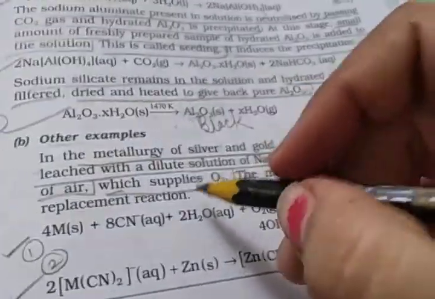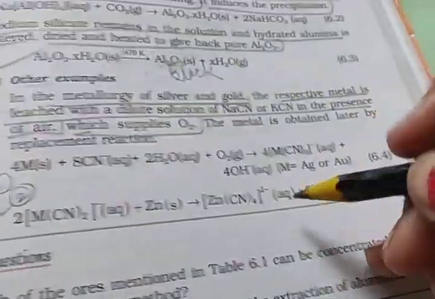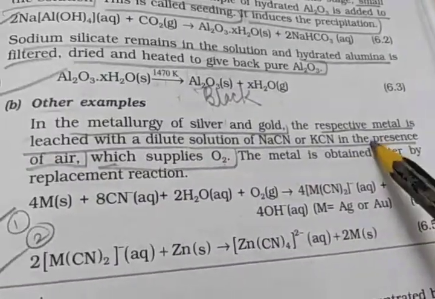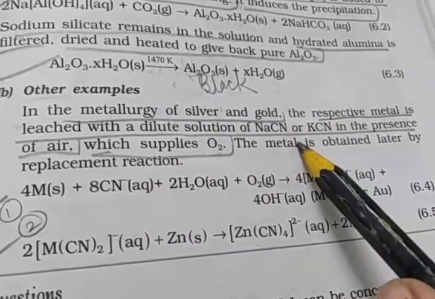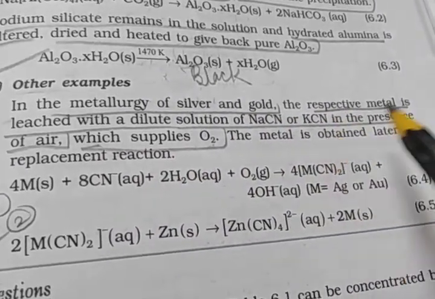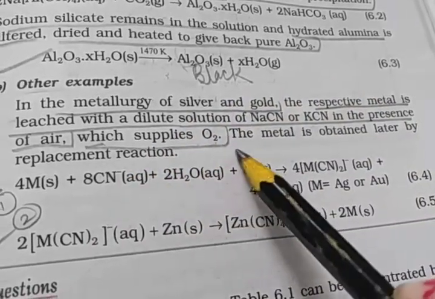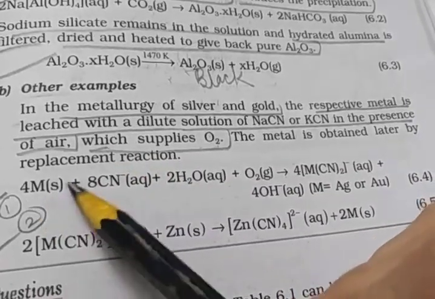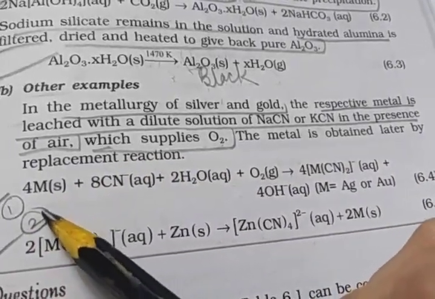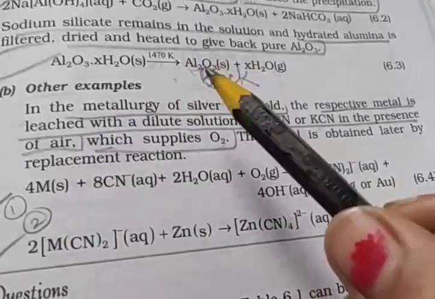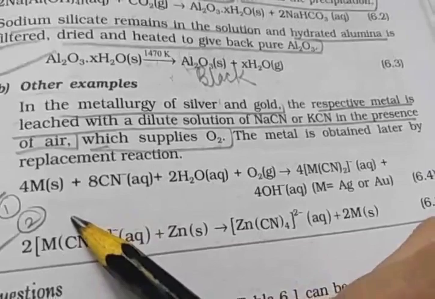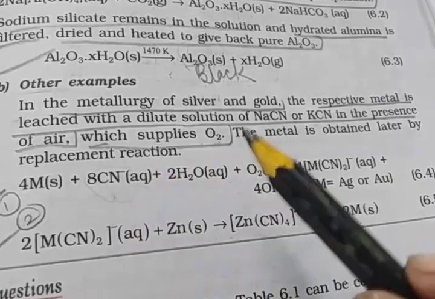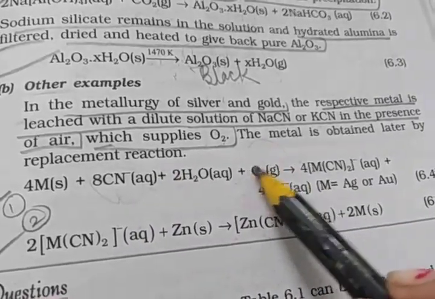Another example of leaching is in the metallurgy of silver and gold. The respective metal is leached with a dilute solution of sodium cyanide or potassium cyanide in the presence of air, which supplies O2. The metal is obtained later by a replacement reaction. Here you see any metal as an ore, like silver or gold. It reacts with the dilute solution of sodium cyanide or potassium cyanide in the presence of air, which supplies O2.